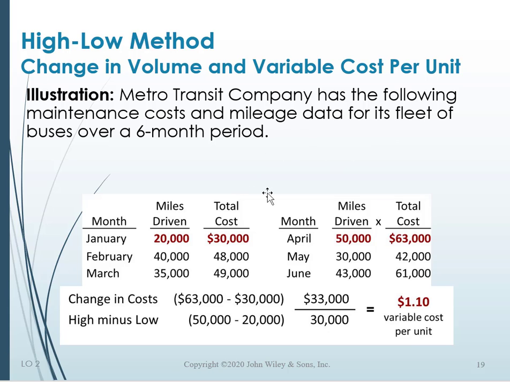So let's look at this example. In January, the least amount of miles driven was 20,000, and at 20,000 miles driven, the total cost was 30,000. Now we also want to find the maximum miles driven. The maximum was 50,000 miles, and the total cost at that level was 63,000. So if you take the change in costs, 63 minus 30, that's 33,000. Divide that by the difference in activity levels, 30,000. The variable cost per unit for this particular company at this particular activity index is $1.10 per mile.